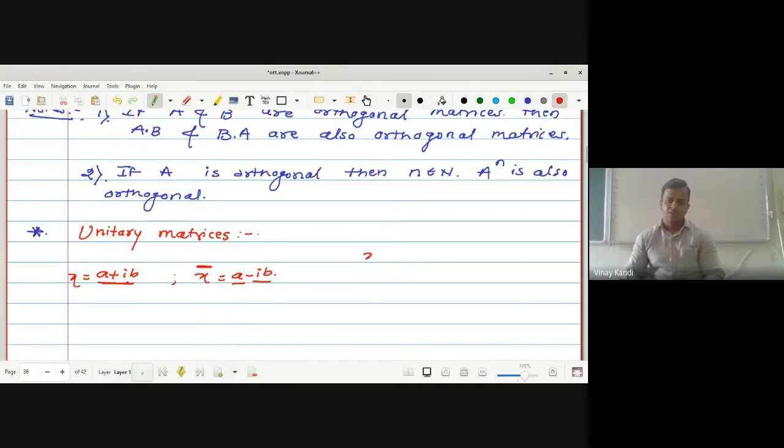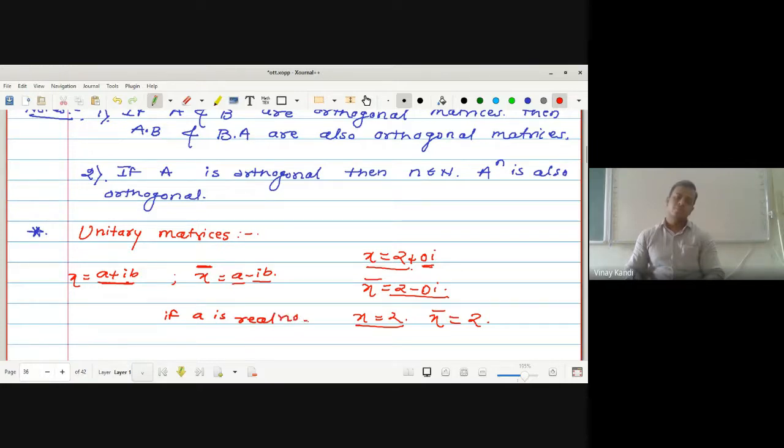If x is equal to 2, we can write this as 2 plus 0i. It is a purely real number. The imaginary part is 0. What is x bar? 2 minus 0. So if a number is a real number, what does its complex conjugate come out as? Real only. So if a is a real number, then its conjugate is also the same, the number itself.